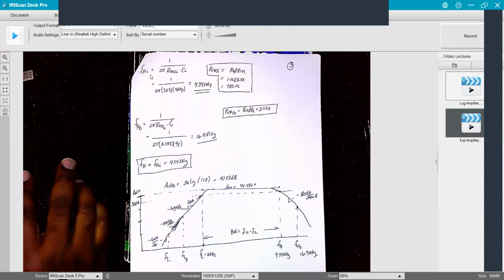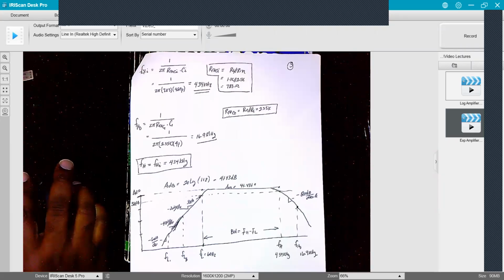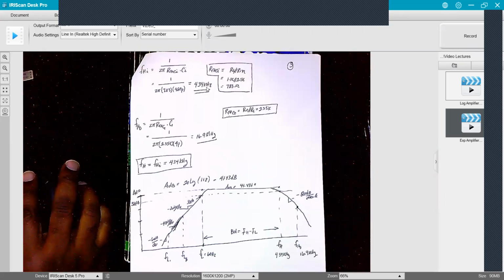The frequency due to your input capacitance C in is R Thevenin seen by C in, which in this case is RS in parallel with RN. So it is 783 ohms if my calculation is correct. Plugging that in here, I get your high frequency pole due to your input capacitance C in is 434 kilohertz. So here are our two poles. This one is lower in frequency, so my high frequency dominant pole is F sub H, 434 kilohertz.